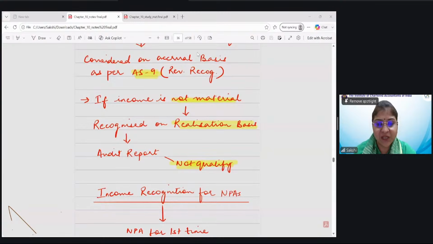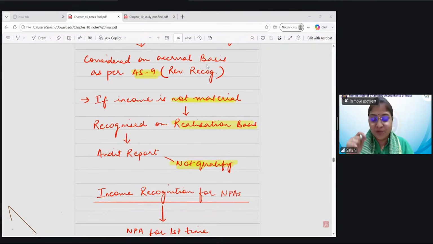Archer, you did not understand the unrealized. What do you mean by realization basis? It is as and when you are receiving the payment or installment from the borrower. Archer, try to understand. What is realization? When you are actually receiving the money. And what is accrual basis? As soon as it becomes due.